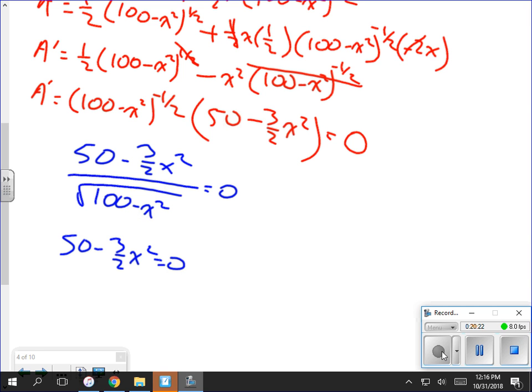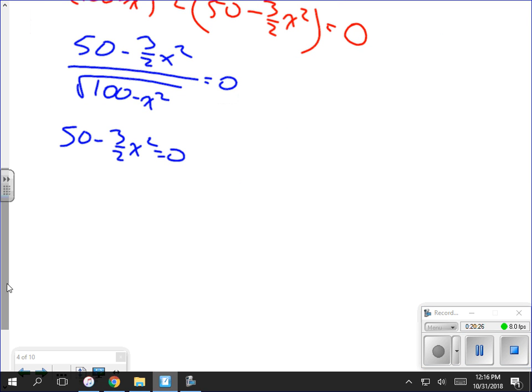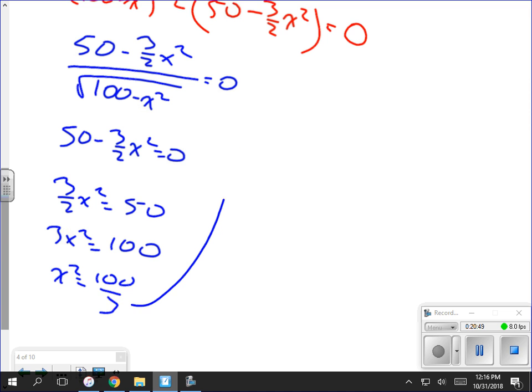Let's solve that. 3/2 x squared is equal to 50. 3x squared is equal to 100. Divide by 3. x squared equals 100 over 3. x equals 10 over root 3.